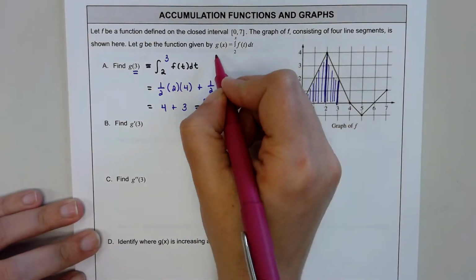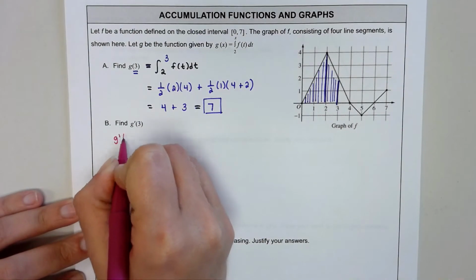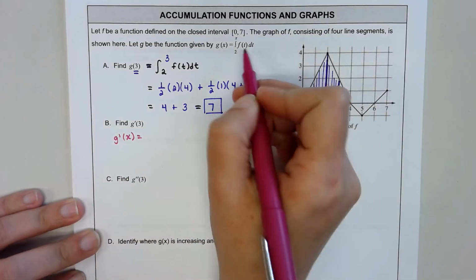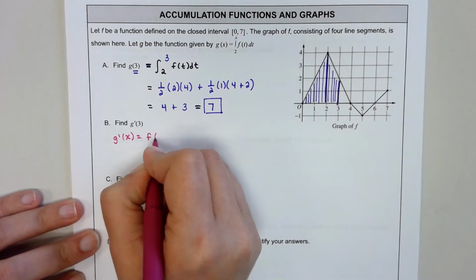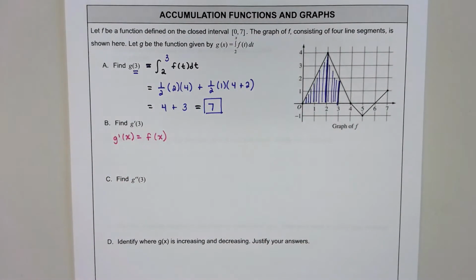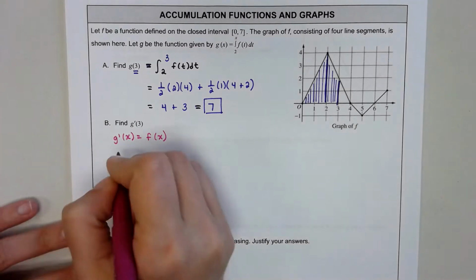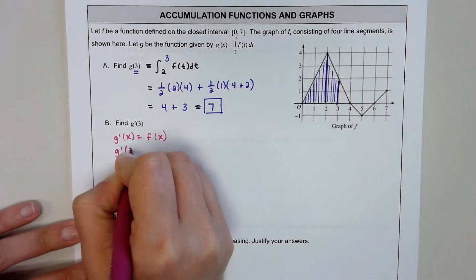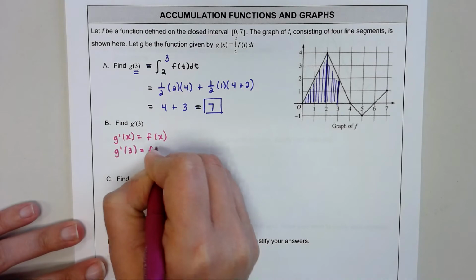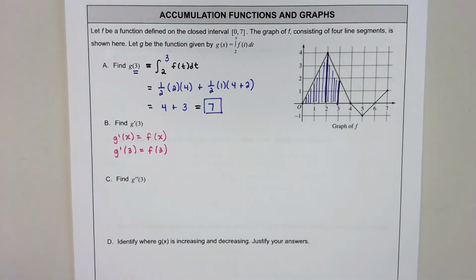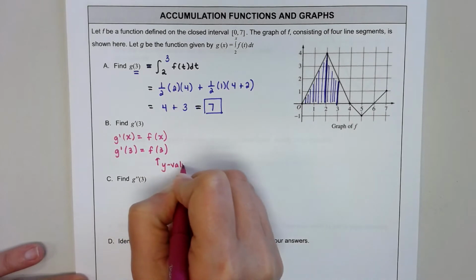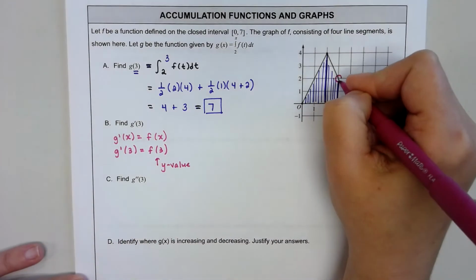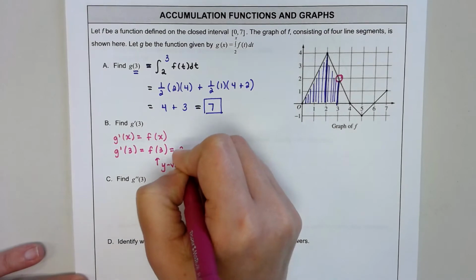So if I want to find g prime of x first here, taking the derivative of this integral, I would just drop in the x, which means I would have f of x here. Which means that if I want to find g prime of 3, I would replace the x with a 3 in this equation. Now, f of 3 just means find the y value of the graph when x is 3, which on this graph would just be the number 2.